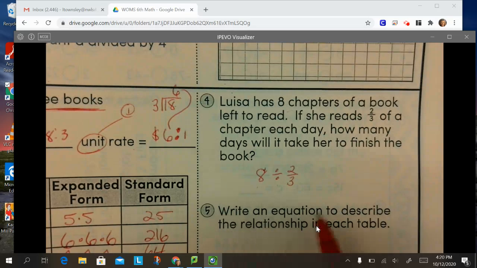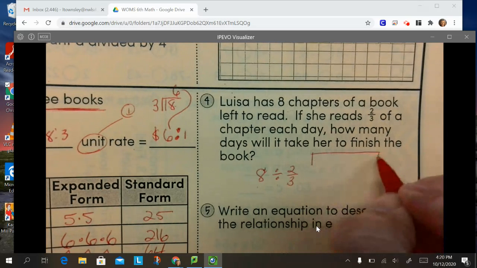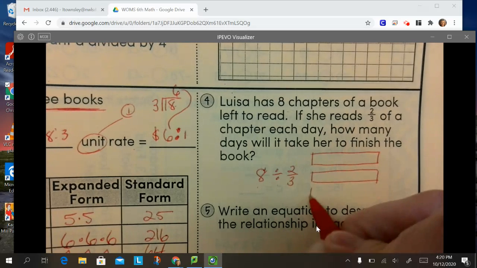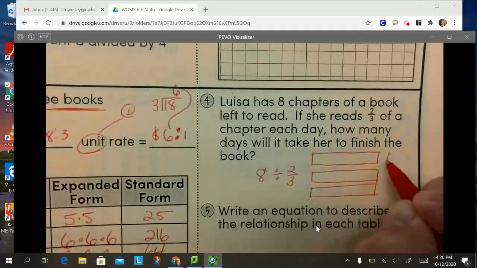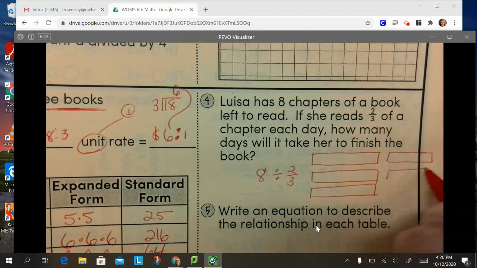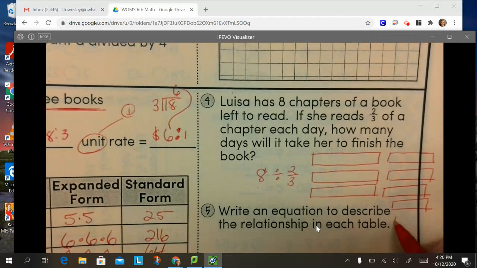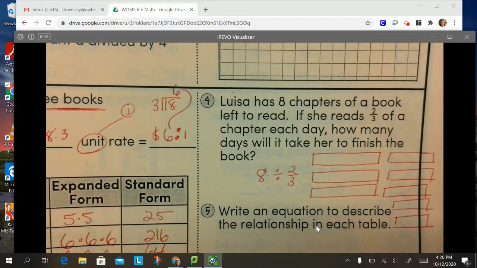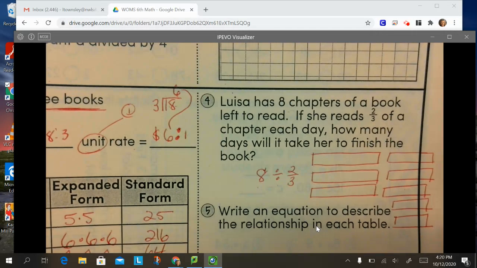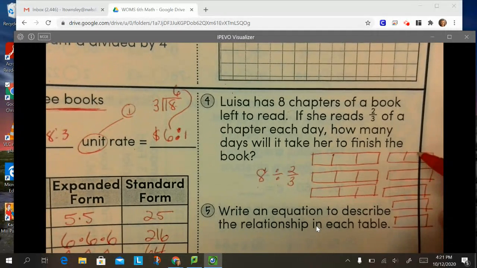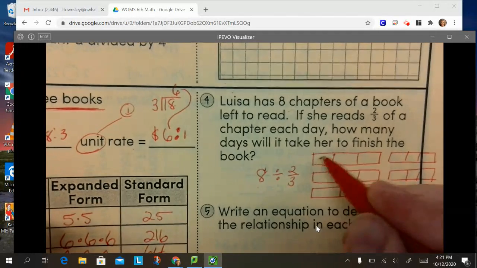All right, and I would solve this by making candy bars. Or pretend these are books, like book pages. You could do that. 3, 4, 5, 6, 7, 8. Okay? All right. And so if she reads 2/3 of a chapter each day, we want to make sure that these are all divided into thirds. So these are her book pages. Okay. And if she reads 2/3 each day, we want to know how many days it's going to take her.